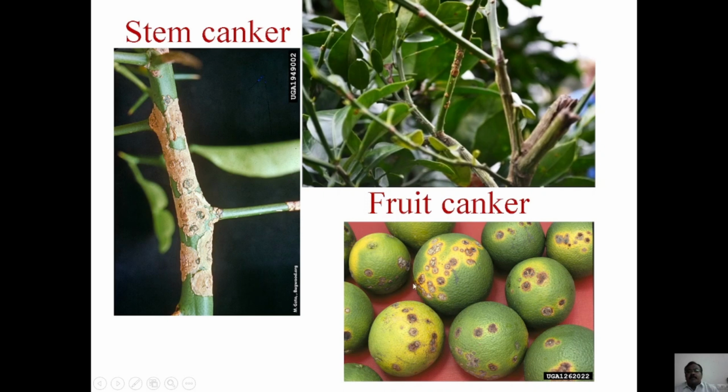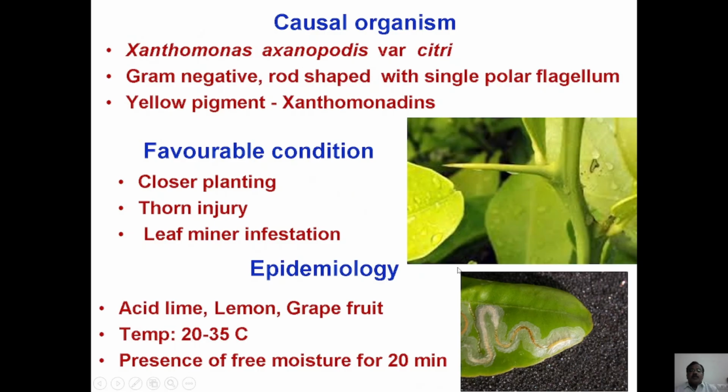And this is the typical symptom formed on the fruit. As we discussed, in the immature fruits you can see the yellow halo surrounding the point of infection, while you cannot see the yellow halo in the ripened fruit. And the causal organism, Xanthomonas axonopodis pv. citri, is a gram-negative rod-shaped bacterium with a single polar flagellum. It is also known to produce some yellow color pigments.